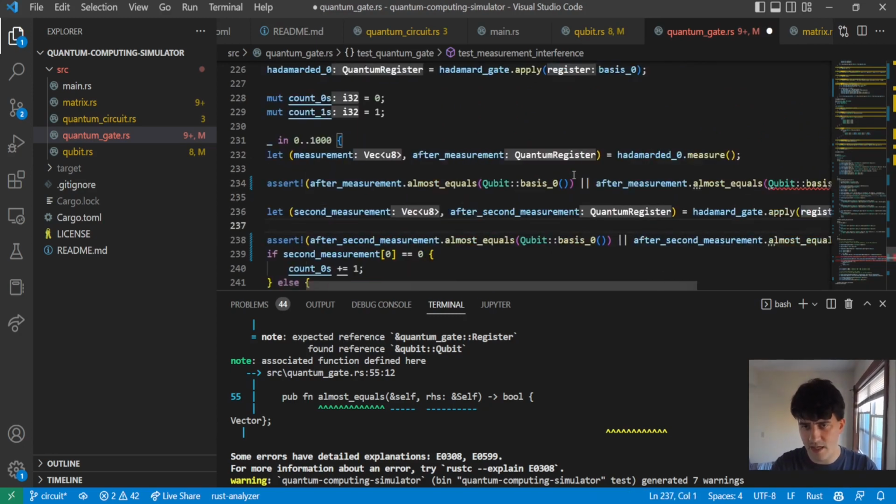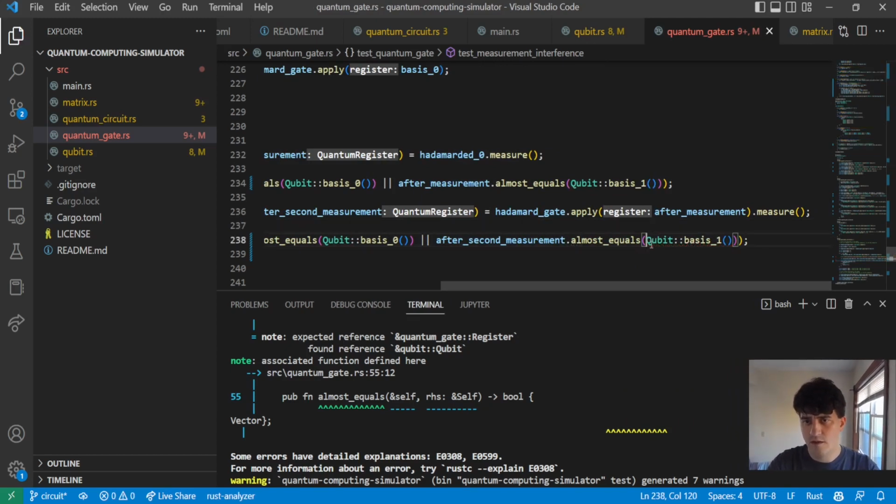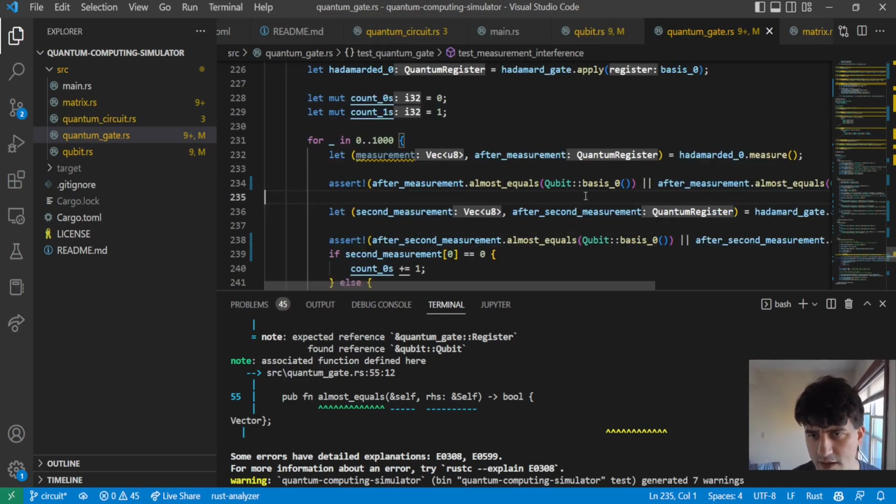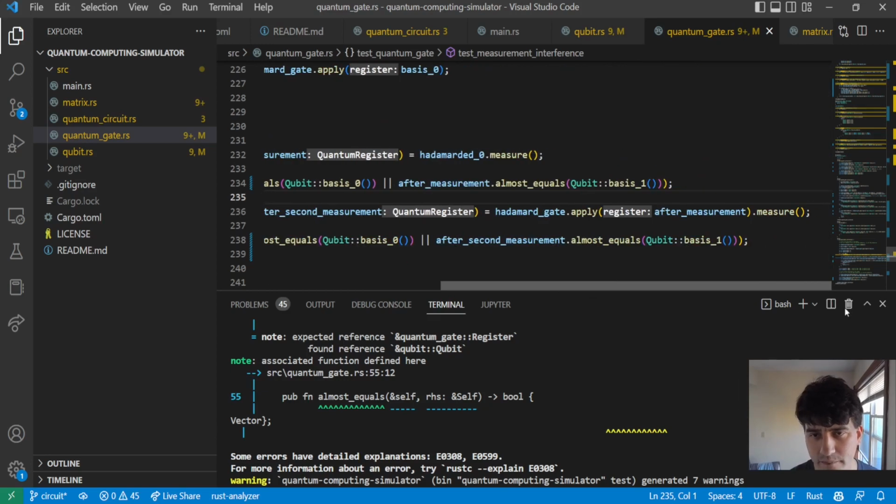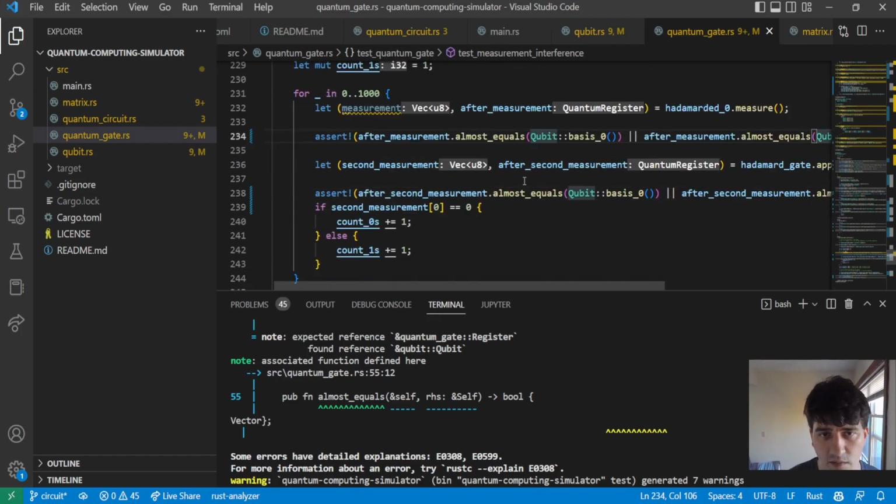Yes, I think last time at the end I was trying to work out what I wanted the types to look like for comparing registers with a single qubit. Like, I wanted it to automatically become a single qubit register. And afterwards I was thinking about it, and I think it makes sense to just pass in the whole qubit because the qubit's copy rather than passing in a reference. So I think that works pretty well.